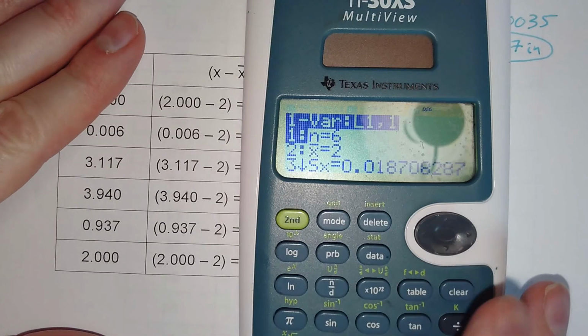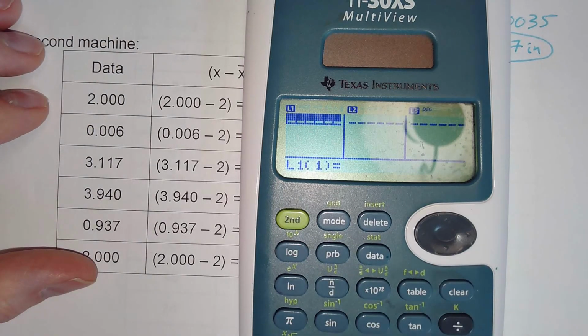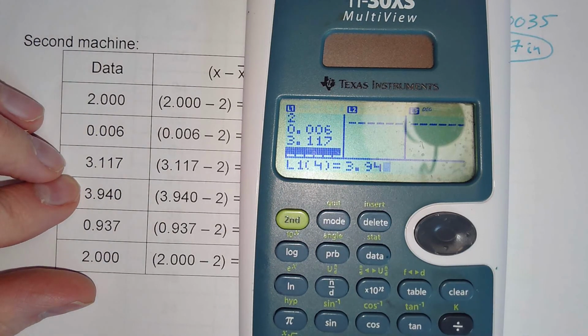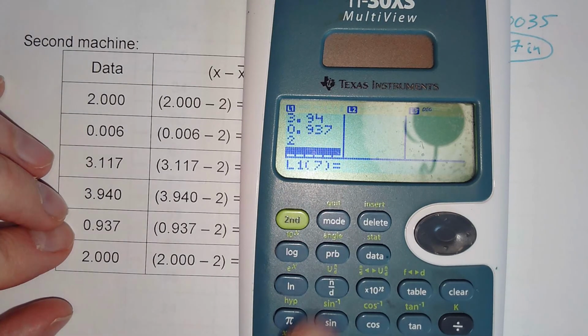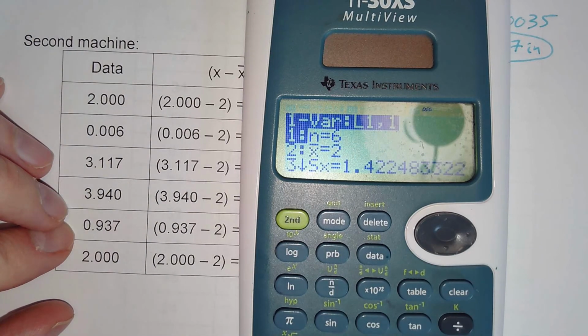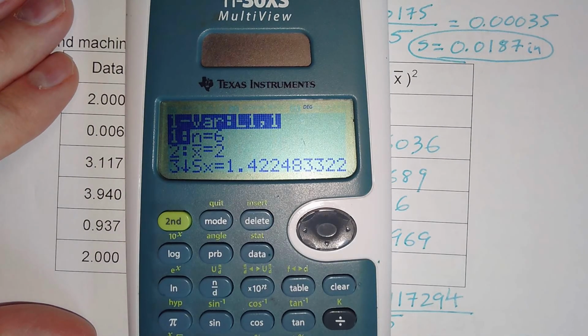Alright, let's try it with the second machine. I'm going to do the same thing. So second quit, data, I'll clear everything out. So data again, 4. Now I'm going to put in my 0.006, 3.117, 3.94, 0.937, and 2. Second data, enter, enter, enter. Third line's my standard deviation. There it is.